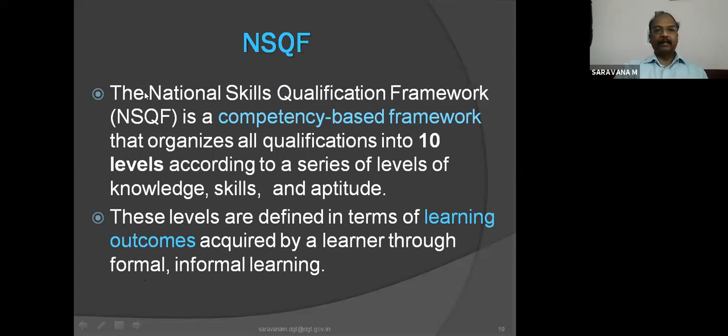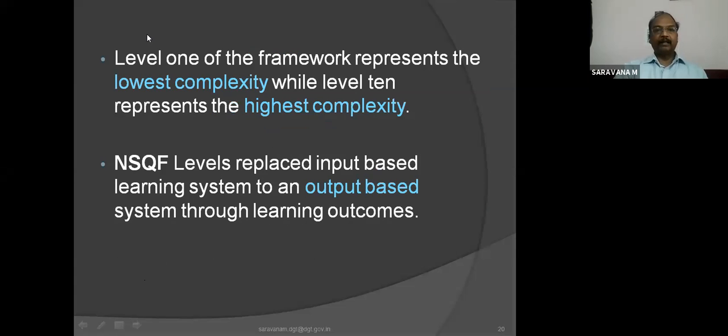learning. And level 1 of the framework represents, this is about NSQF level. Level 1 of the framework represents the lowest complexity, while level 10 represents the highest complexity. I hope everyone knows about our NSQF. There are a number of films in English as well as in Hindi. So there is very good information about NSQF on the internet, and films also, and what each level is for, and how this level has been classified.